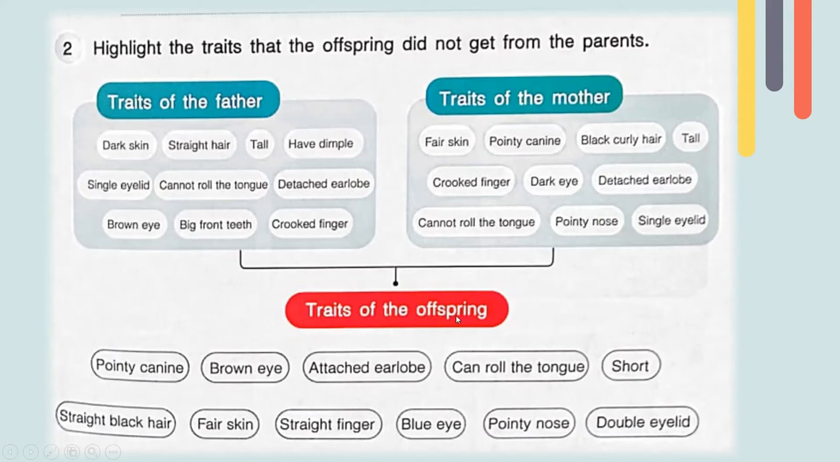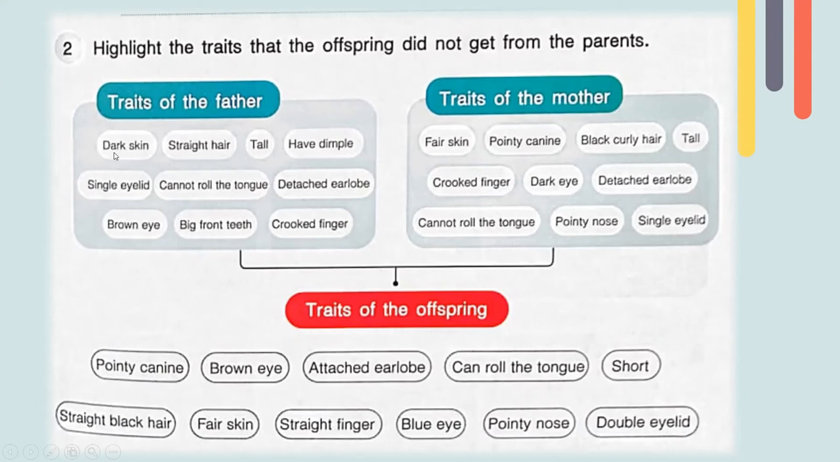And it's time for us to read the traits of the offspring. Let's start with pointy canine, brown eye, attached earlobe, can roll the tongue, short, straight, black hair, fair skin, straight finger, blue eye, pointy nose, and double eyelid. You have to highlight the traits that the offspring did not get from the parents.